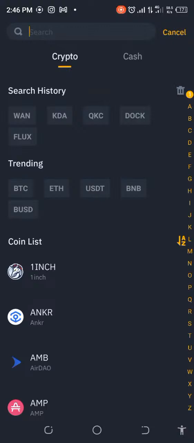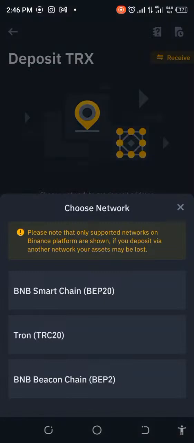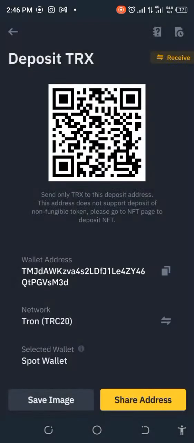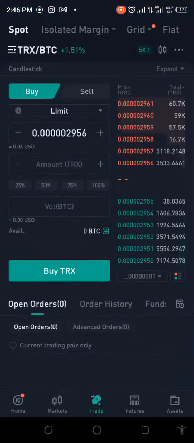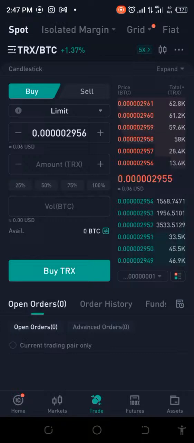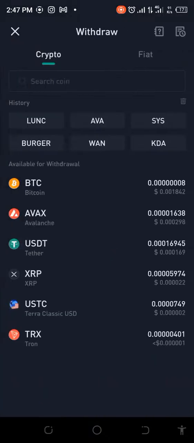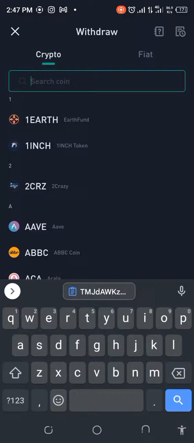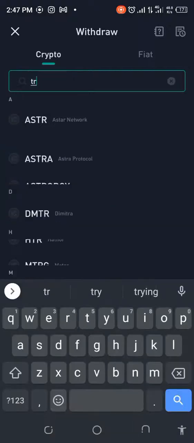Okay, so let's try and deposit TRX now. All right, and let's get the TRC20 address. Let's get that, and let's go back into our KuCoin and transfer that back. Okay, so right now we're just going to withdraw it from here. Withdraw, and it's going to be TRX. Okay, you can see it already has highlighted that. Let's just put that there, TRX. So we have this here.